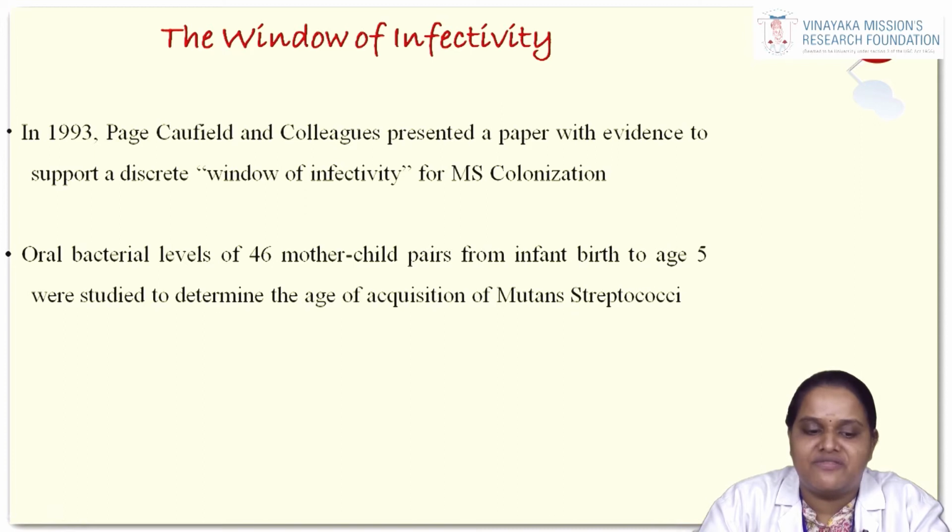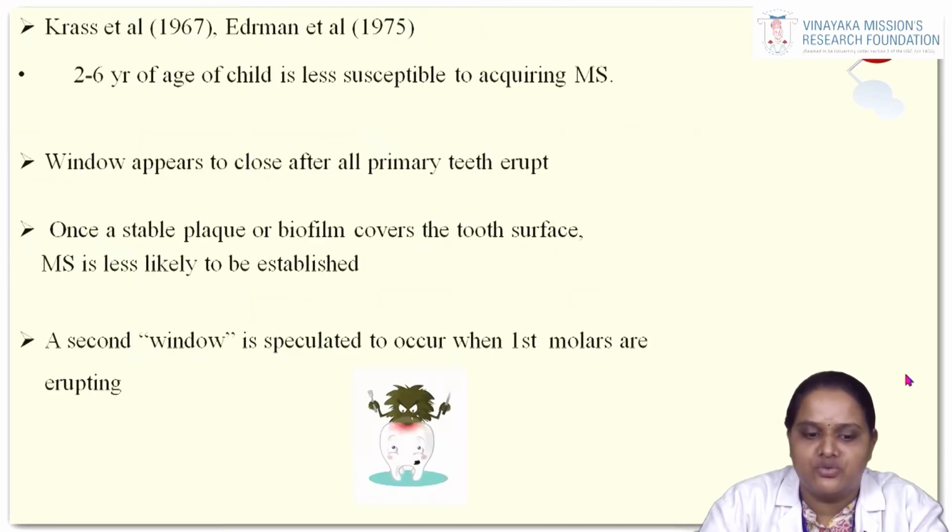Next is about the window of infectivity. In 1993, Caufield and colleagues presented a paper with evidence of support, talking about the window of infectivity for MS colonization. Oral bacterial levels of 46 mother-child pairs from infant birth to child age 5 were studied to determine the age of acquisition of Streptococcus mutans.